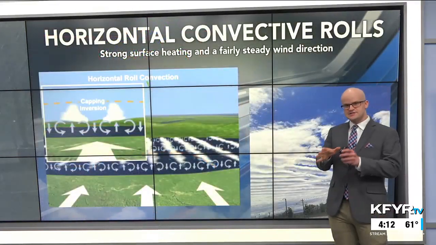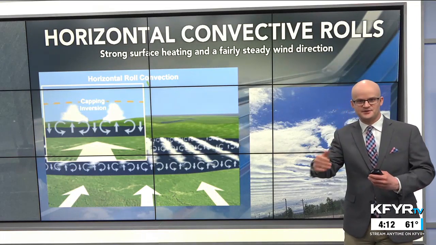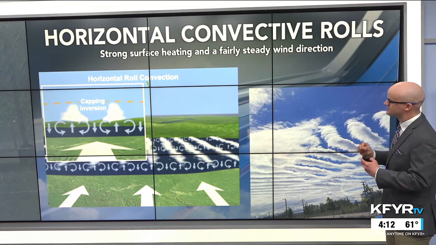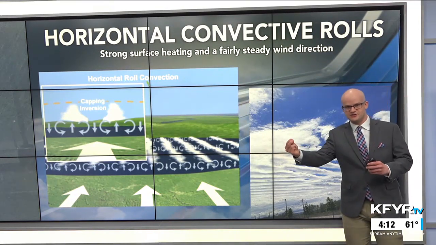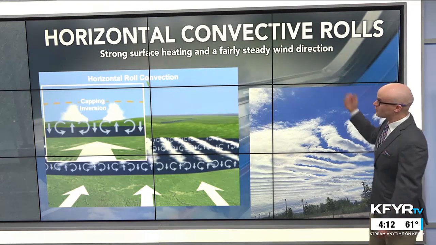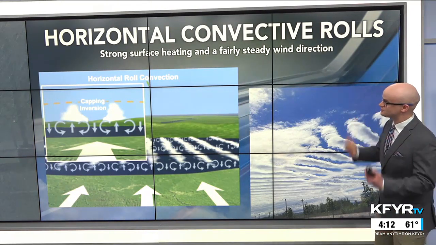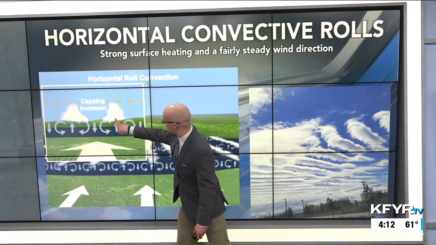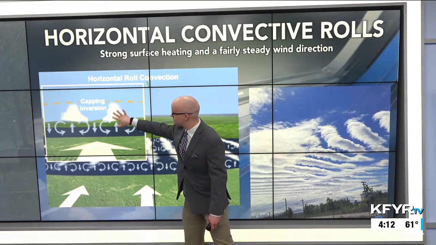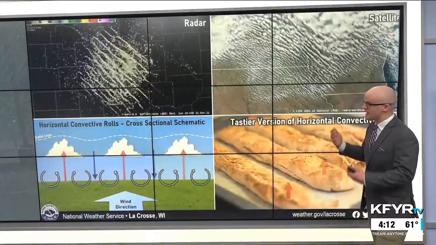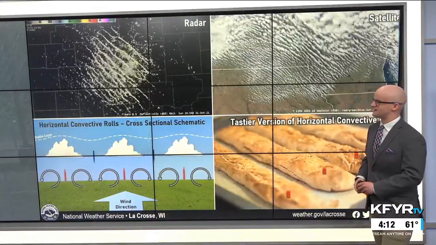Now, a different type of wave-like cloud that'll look very similar from the ground is called horizontal convective rolls. The only difference between gravity waves and these is the mechanism in which they form. Horizontal convective rolls are due to strong surface heating with a fairly steady wind direction. And you get this rising air with a capping inversion, so the air can't rise any further, similar to what we have with the gravity waves, and you can get these horizontal convective rolls to form.